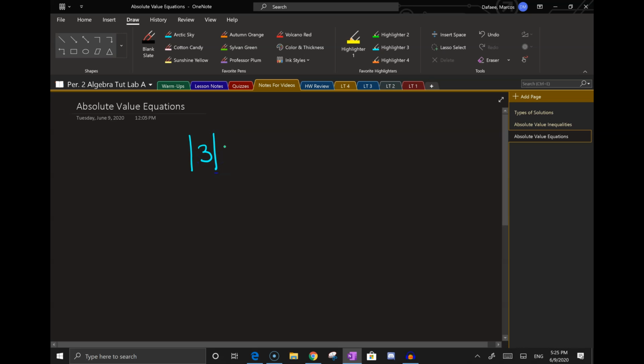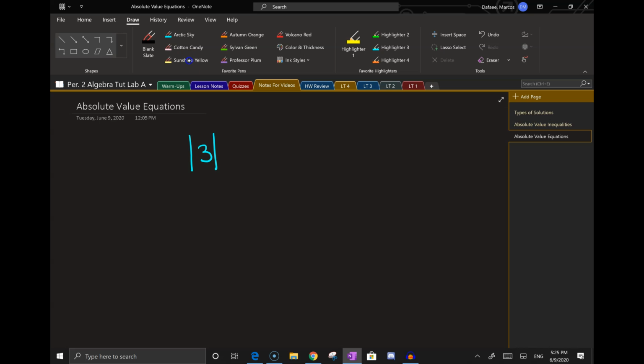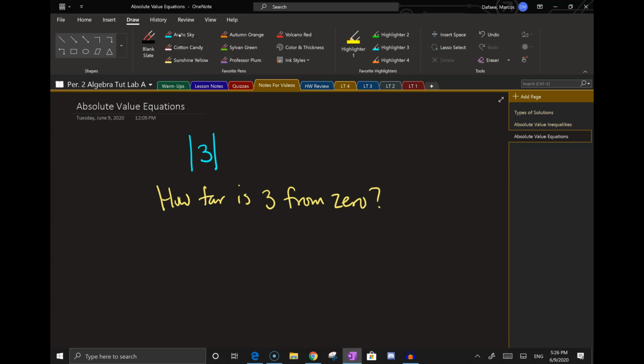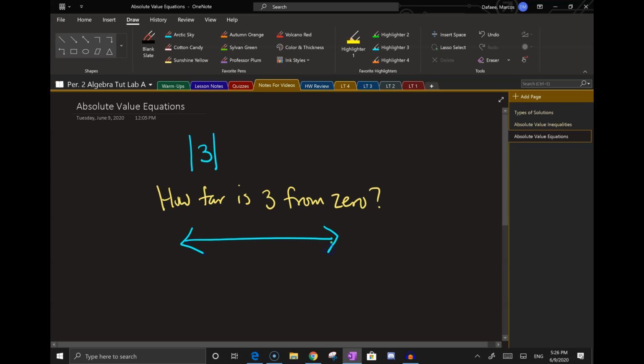When you have absolute value, first of all you have something that looks like this, and although you can read it as the absolute value of 3, it might serve you better to turn it into a question. And the question would be, how far is 3 from 0? To answer this question, we'd have to draw a number line or think of a number line.